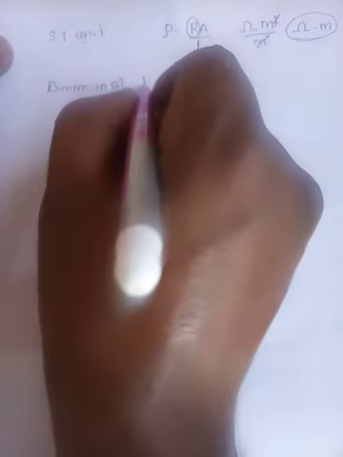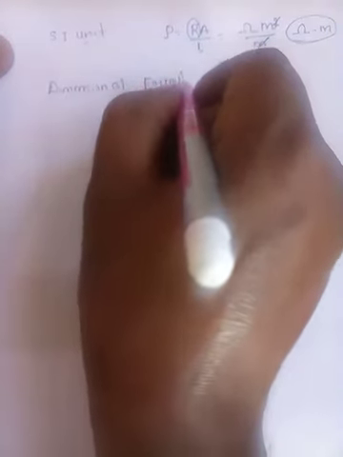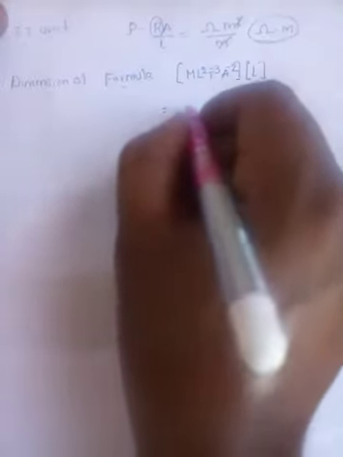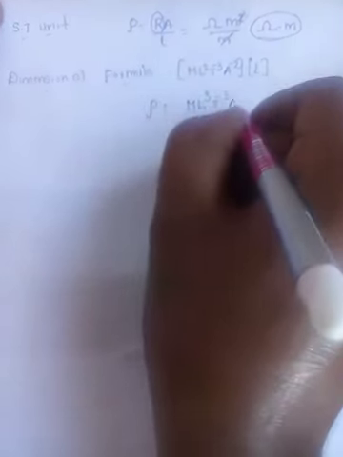What about the dimension formula? Simple. Already we have derived the dimension formula for resistance, that is for ohm. What is that formula? M L square T power minus 3 A power minus 2. So the same thing we are going to write: M L square T power minus 3 A power minus 2 into meter. Meter is measuring length L, right? So finally the resistivity dimension formula is what? M L cube T power minus 3 A power minus 2. So this is the dimension formula for resistivity.